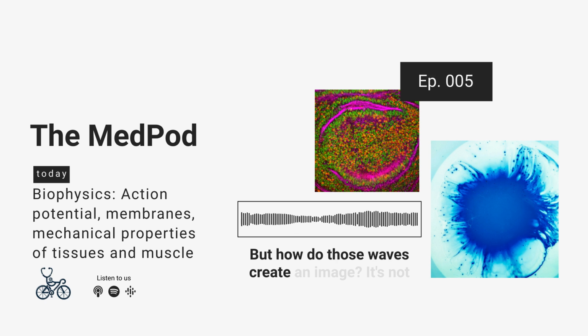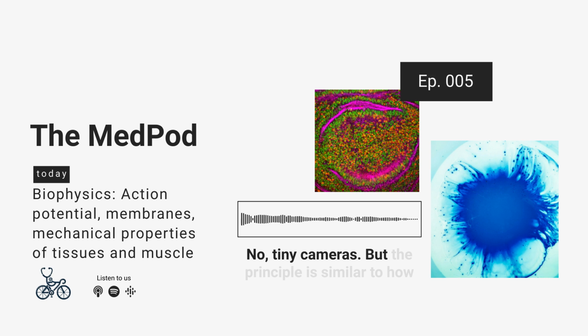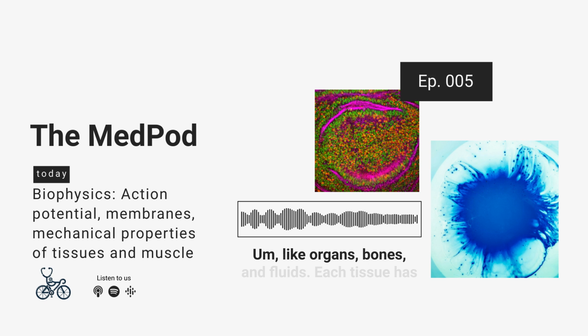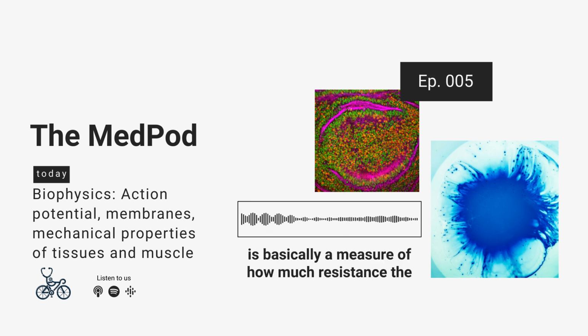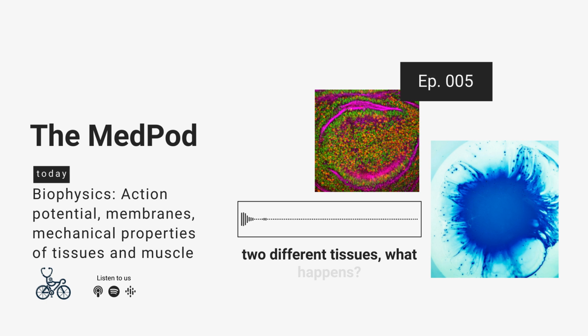But how do those waves create an image? It's not like they have tiny cameras attached, right? No tiny cameras. But the principle is similar to how bats use echolocation. The ultrasound waves travel through your body and encounter different tissues, like organs, bones, and fluids. Each tissue has a different density, an acoustic impedance, which is basically a measure of how much resistance the sound wave encounters. So when the sound wave hits a boundary between two different tissues, what happens?